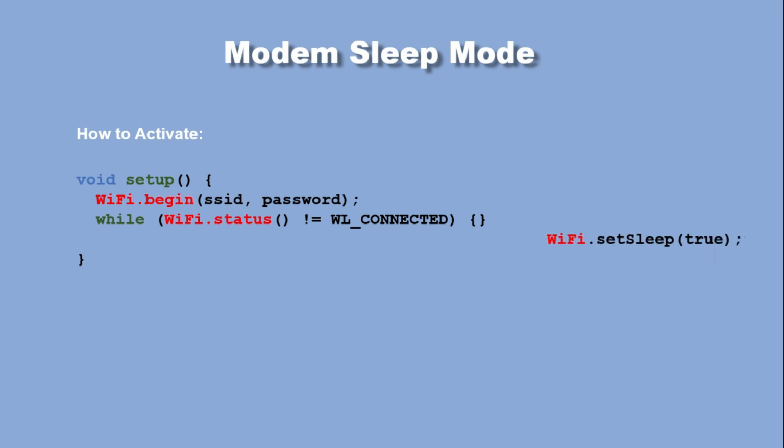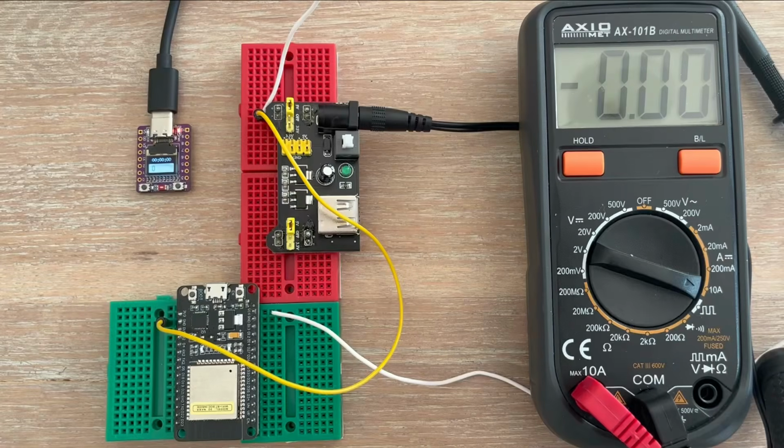Enabling this mode is extremely simple. In the setup function, we only need to add a single line of code. That's it. So that's the theory. But what effect does this actually have on power consumption in a real-world application? Let's enable Modem Sleep mode and find out.